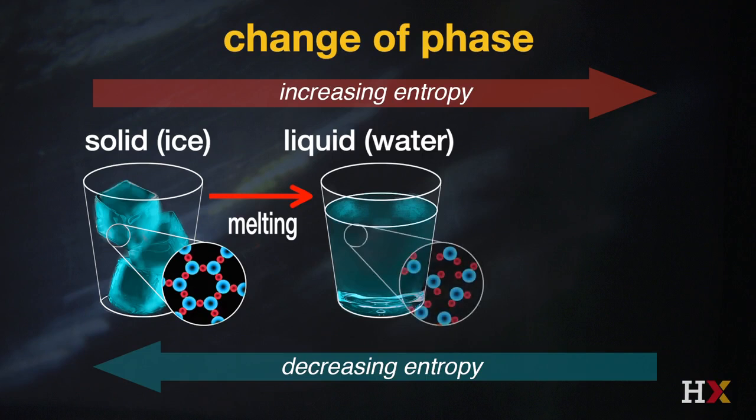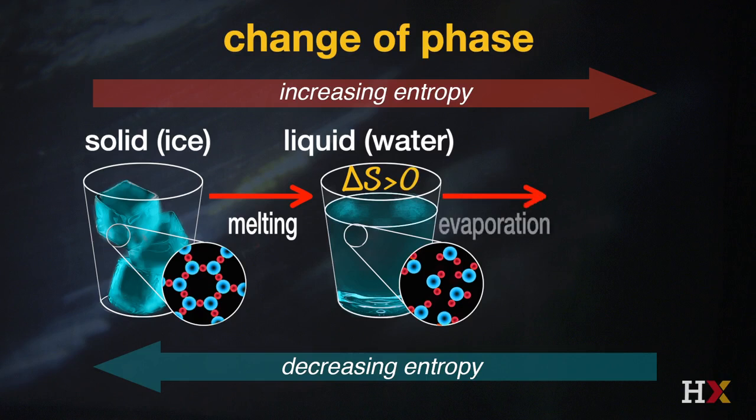So as we go from solid to a liquid, the degree of disorganization increases significantly, and that means that the change in entropy is greater than 0. We're going from a more organized state to a less organized state.